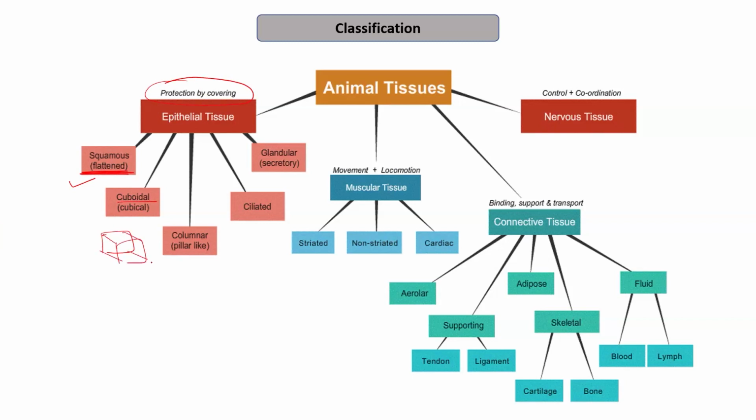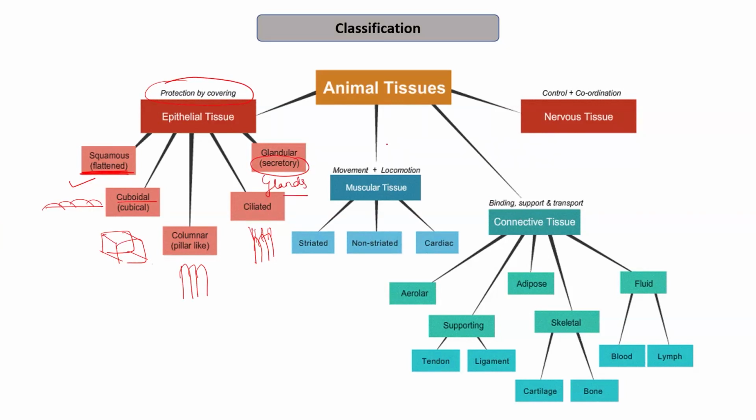These are cubical in shape. These are flattened, squamous, cubical. Then we have columnar. Ciliated is a modification of columnar that has cilia on the surface. And then we have glandular, that have the secretory functions, which includes the glands.